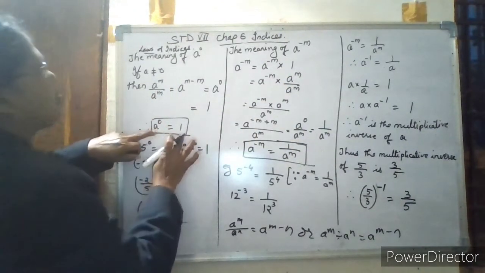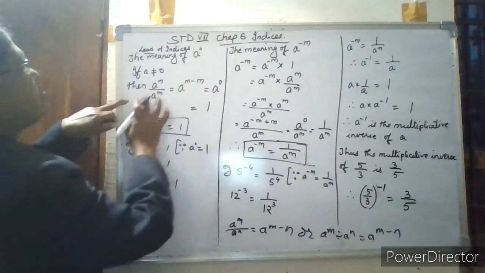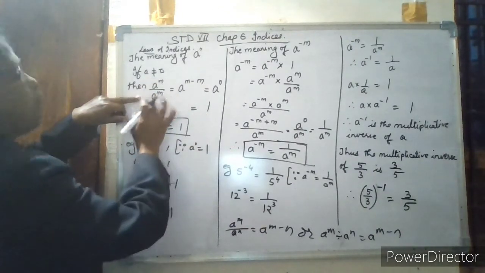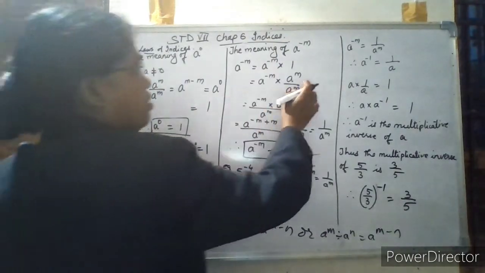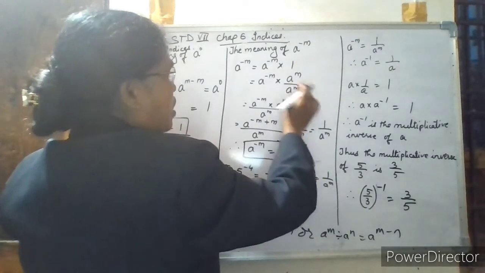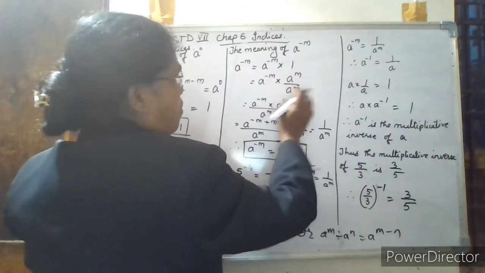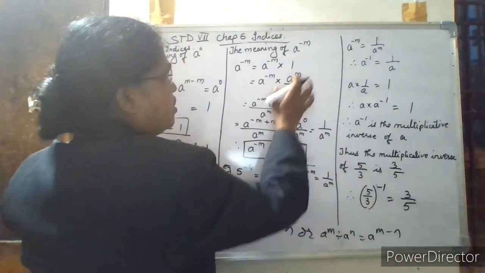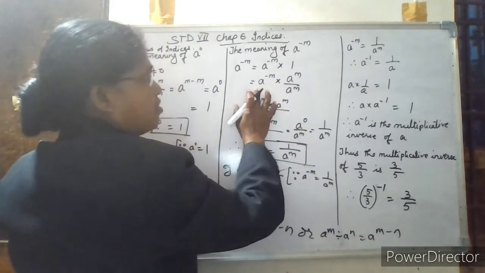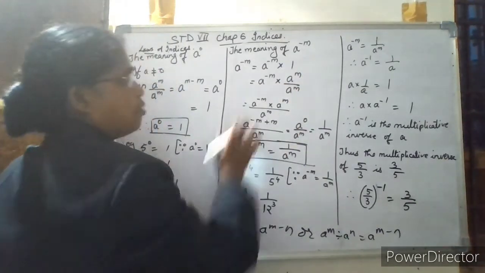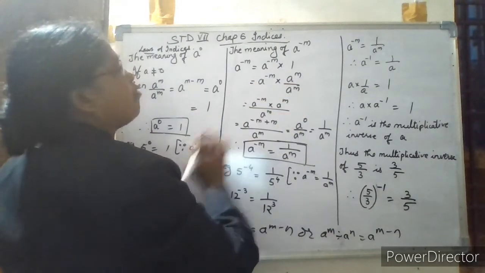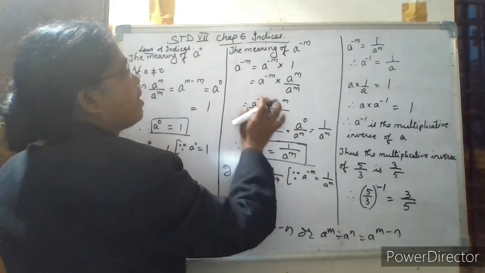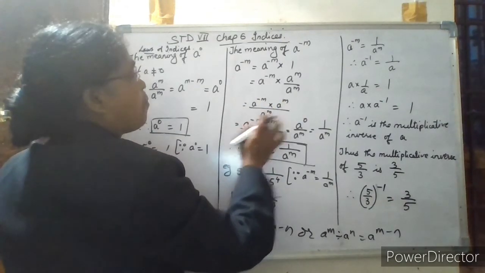Now, according to this law, instead of writing 1, I can write a raised to m upon a raised to m. In the same manner, instead of 1, it is written as a raised to m upon a raised to m. Now, this is a number multiplied by a rational number. So, numerator into numerator upon denominator: a raised to minus m into a raised to m upon a raised to m.